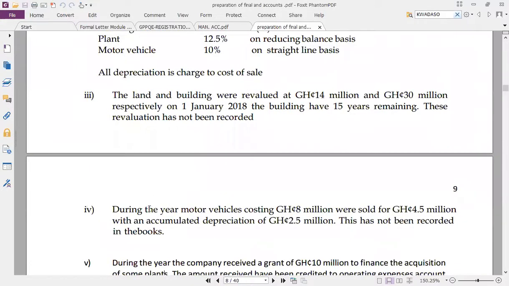Note 4: during the year, motor vehicles costing 8 million were sold for 4.5 million. So the proceeds is 4.5 million, with an accumulated depreciation of 2.5 million. This has not been recorded in the books. So it tells us that we have to do all three steps. Step 1, add the proceeds to your cash balance. So let's go to the statement and add the proceeds to cash.